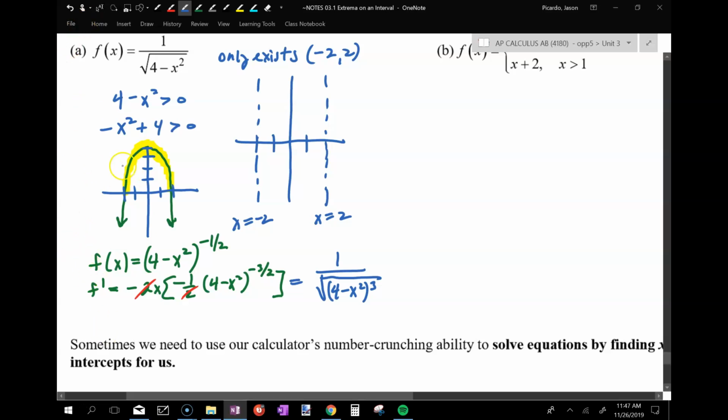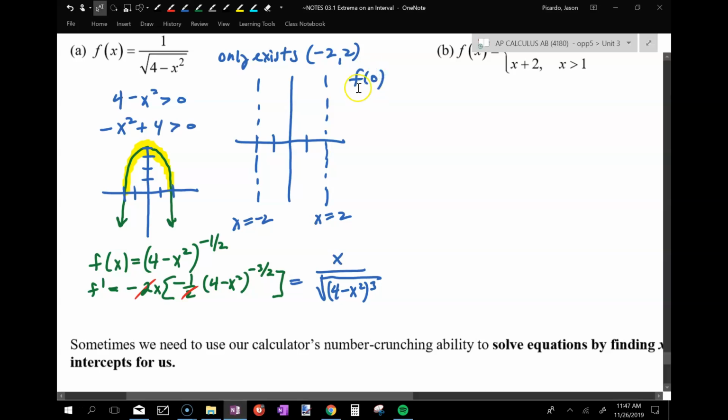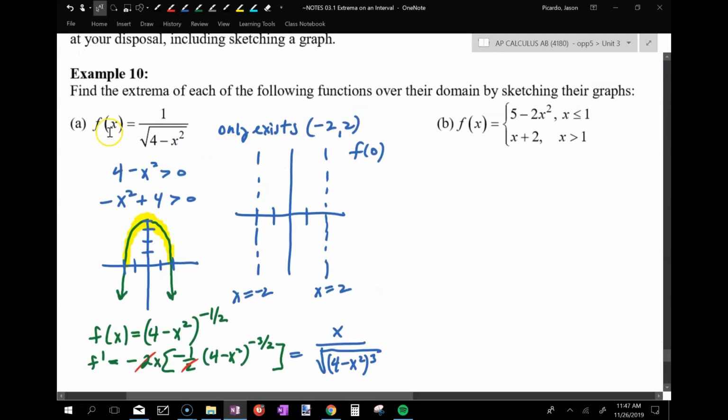We said we were going to cross out the 2 and the 2, right? Well, what do we have left there? Yeah, you do. The x. You see it? Yeah. So it can equal 0 after all. So we do have a critical value at f of 0. So if I plug in f of 0, what do I get? Plug in 0, that's a radical 4, isn't that a half? So f of 0 equals a half.